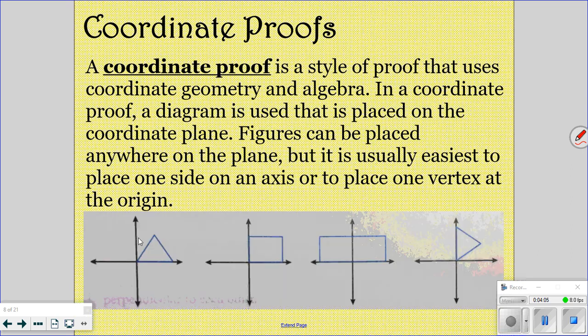So here's an example of a triangle on the x-axis and at the origin, like the rectangle we just did. You could also do it where this number and this number are the same. They're both equidistant from the origin. Or you could put a triangle here. But it's going to be easier if you have at least one vertex at the origin.